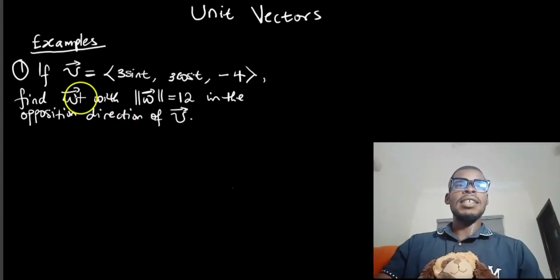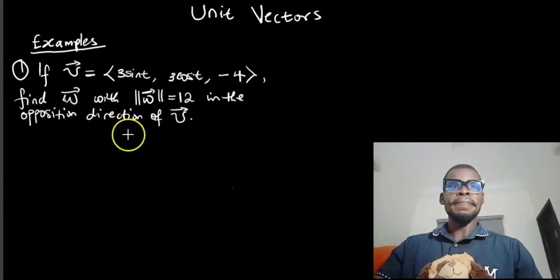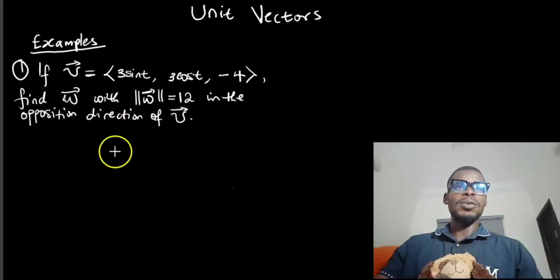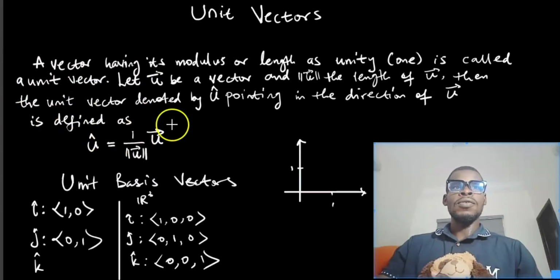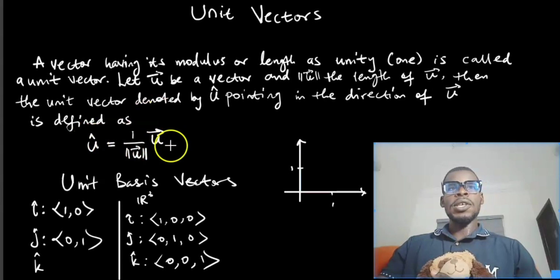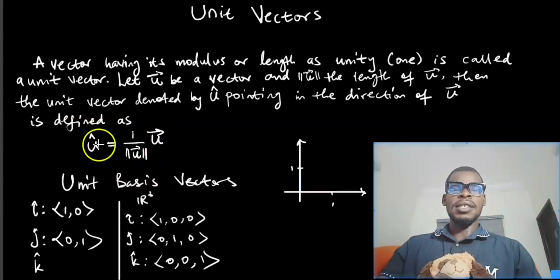So we want to find vector w, whose length is 12 in the opposite direction of vector v, and vector v is given as that. So what can we do? Well, in the previous video where we introduced unit vectors, we defined a unit vector to be like this. This is the notation for that, and this vector is pointing in the direction of a given vector u. This is how we can write it.